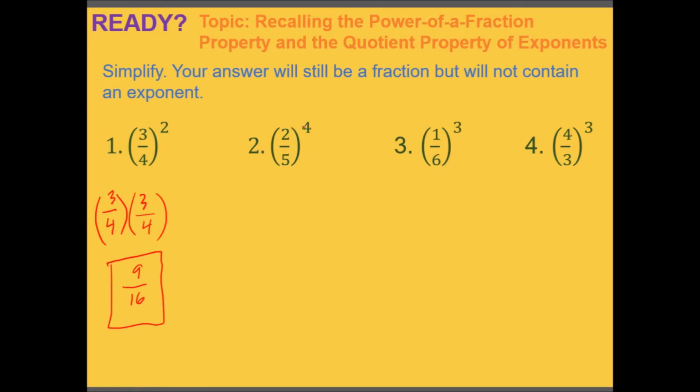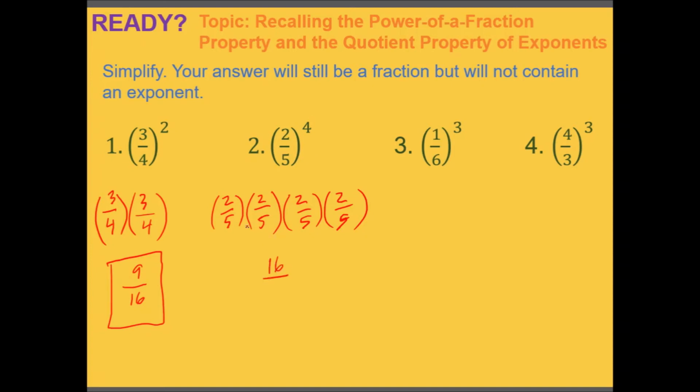The second operation here can be done the same way. We have 2/5, and we have this 4 times, right? So there's 2, there's 3, and then finally 4. All right, so 2 times 2 is 4. 4 times 2 is 8. 8 times 2 is 16. In other words, 2 to the 4th power is 16.